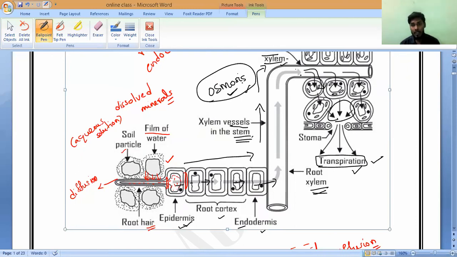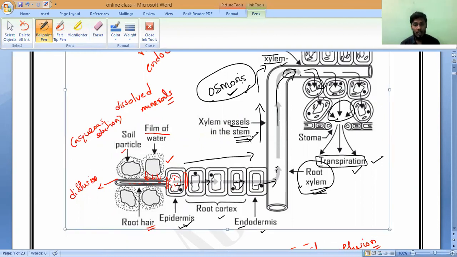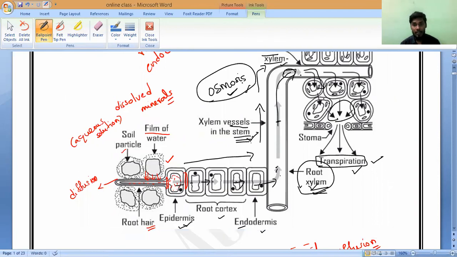Once this water has been supplied, then what will happen here? It will create the low pressure, correct or not? So that by the time the water from the xylem vessels of the stem has been transported, correct or not? Yes, sir. Now, once this water has been transported continuously, then what is happening? At the root xylem, who is having more pressure? Root xylem, we are having more pressure. So this water has been supplied to the xylem vessels of the stem. So once this water has been supplied, here it will create the low pressure.